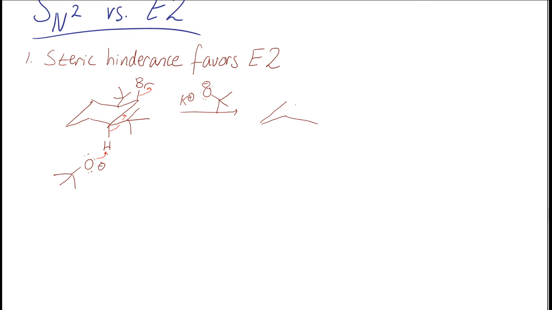Our chair conformation is going to look a little different now because we have a double bond in here. I'm going to draw it mostly the same anyway. So we're going to favor the elimination product there because we've got a crowded substrate and a big bulky base that takes up too much room to get in to do an SN2 reaction.